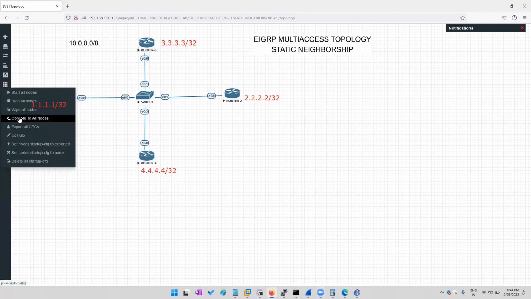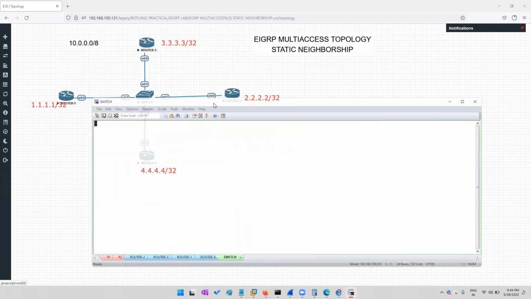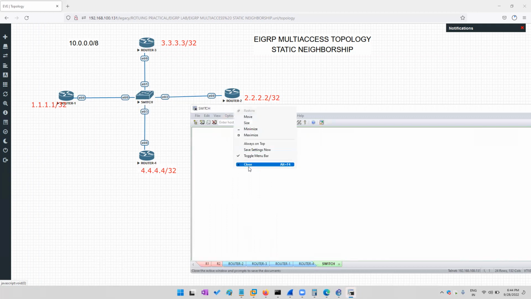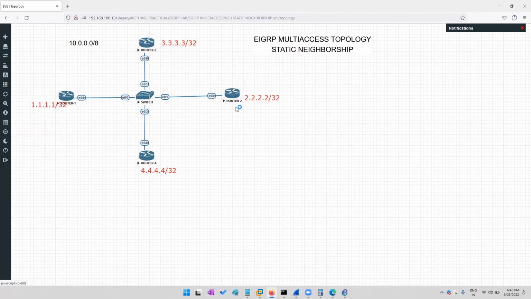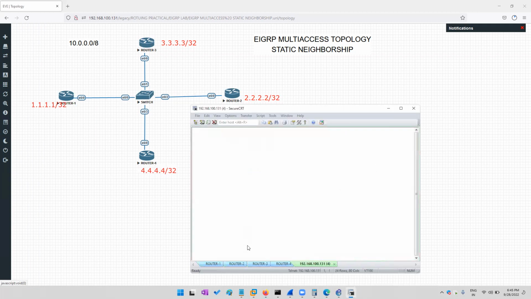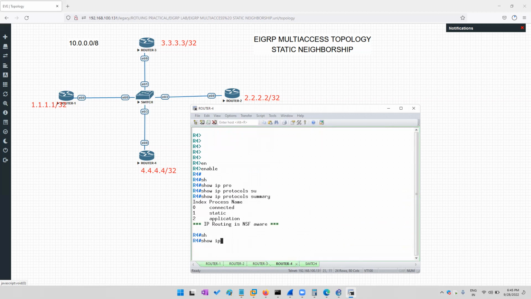Access all devices. Console to all nodes. Yeah, it's done. Now go to R1. Show IP protocol summary: no protocol. Show IP interface brief. So the IP on the loopback is available. Same on each router: show IP protocol summary, no protocol, show IP interface brief, done.